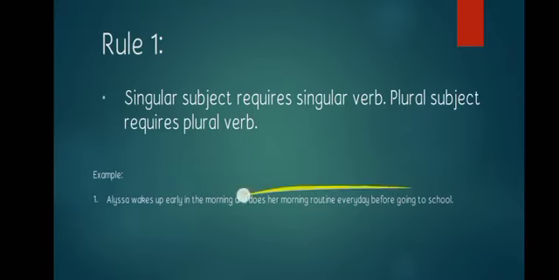Second example. Children love to eat chocolate. Children is the subject and love is the verb. Note that a subject is plural if it refers to more than one person or thing. A plural verb is any verb that does not end with s, es, or ies.